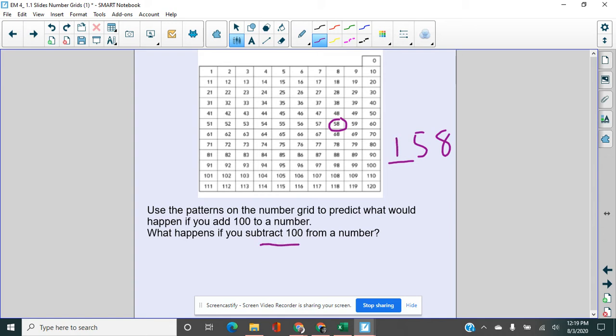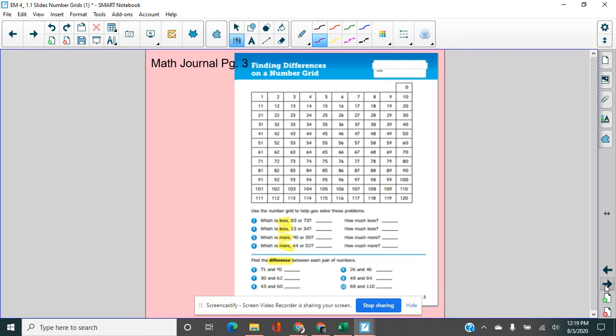But what if we subtract a number, or excuse me, subtract 100? Here's 119. What if we subtract 100? So we get rid of that 100. All we'd be left with is this 19, right? So lots of patterns. Number grids can be very, very useful.